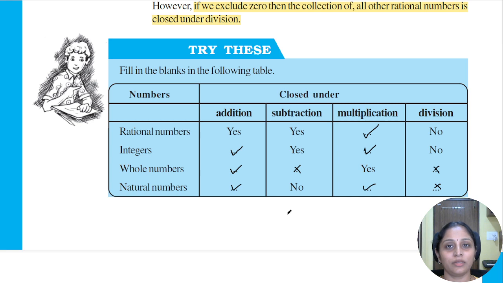I hope it is clear to you now what is the meaning of closure property and how to check whether a given set is closed under a given operation. Now in the next video we will be covering the commutative property as well as the associative property.